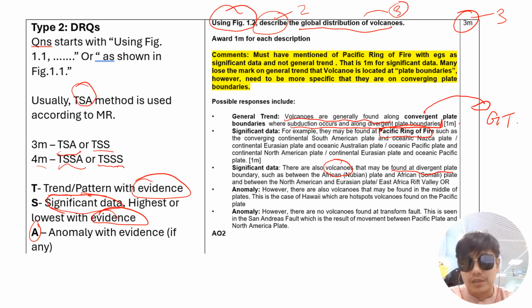Sometimes another anomaly that can be said is that there are no volcanoes found at transform faults, and that is seen in the San Andreas Fault, which is the result of movement between the Pacific Plate and the North America Plate. So in this example, you can clearly see that sometimes for geography, while it is a 3 marks question, there can be more points that can be gathered from the figure itself.